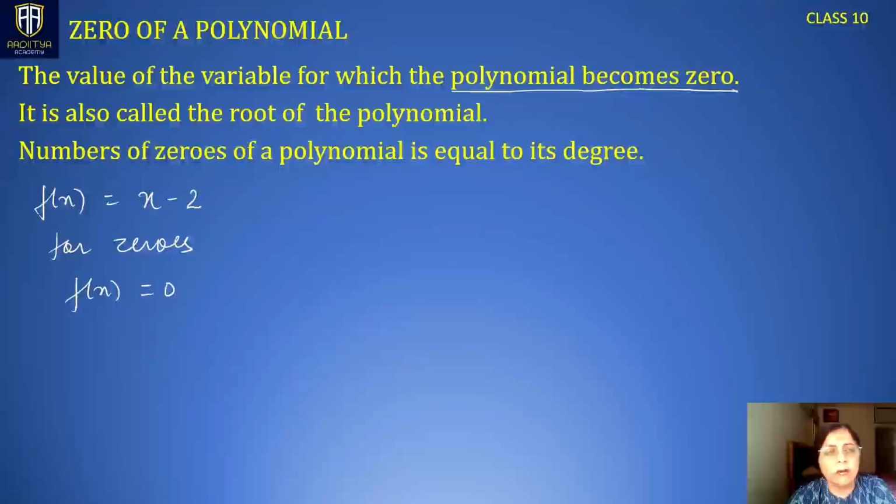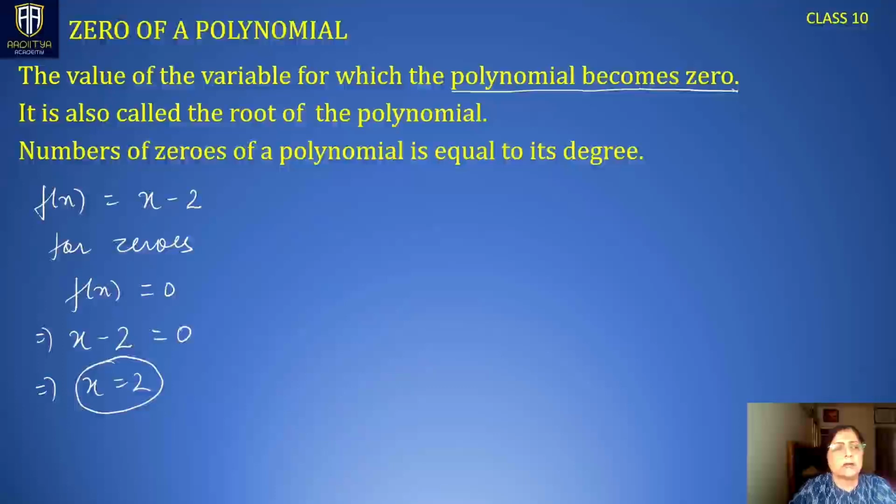So we have to find the value of x here. X is a variable in this polynomial. So we have to find the value of x for which the polynomial becomes zero. Polynomial becomes zero means the value of the polynomial has to be equated to zero. So that means f(x) is equal to 0. Keeping this equal to 0, we can write x minus 2 is equal to 0. And then we get x is equal to 2.